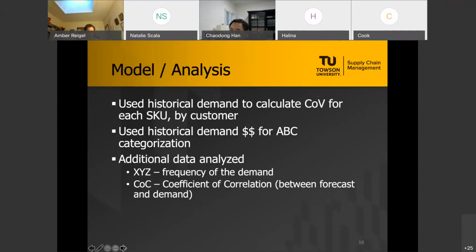So I used the historical demand to calculate the COV for every SKU by customer. So I did separate if we had better COV or lower COV for one customer than the other, meaning it would be easier to then forecast for that customer. I used the historical demand dollars to be able to categorize by ABC, and also pulled in XYZ, which is the frequency of the demand, kind of going back to that variation in the demand timing, and the coefficient of correlation between the forecast and the demand to see if we were at least trending in the right direction.